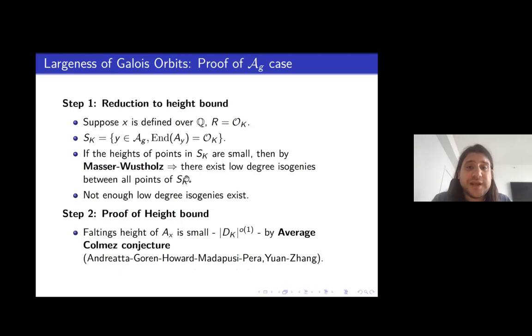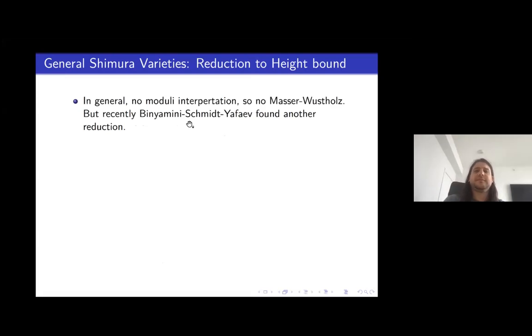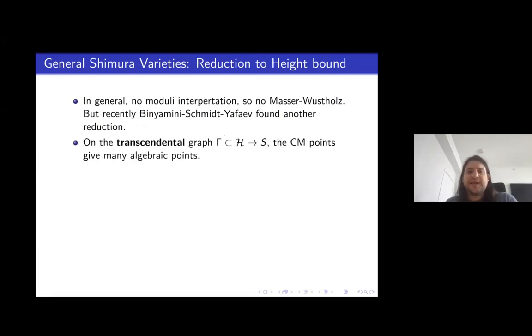Neither of these two ingredients generalizes to arbitrary Shimura varieties. Masser and Wüstholz require abelian varieties themselves, and there's no Colmez conjecture. There's not even a Faltings height in exceptional Shimura varieties. Right, but recently, this first step, the reduction to the height bound, was established by Binyamini, Schmidt, and Yafaev, based on a breakthrough of Binyamini.